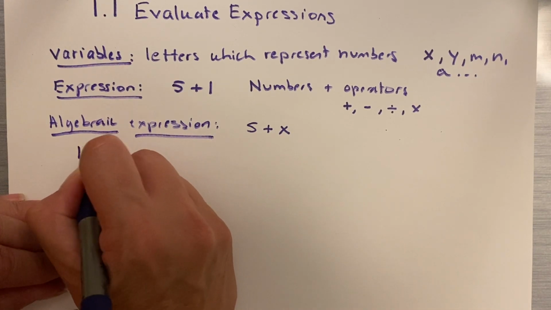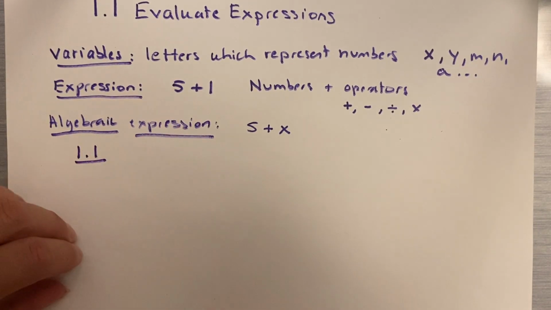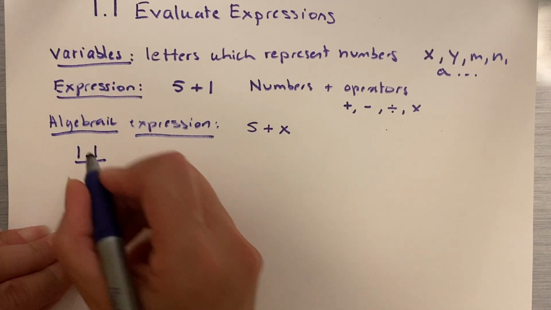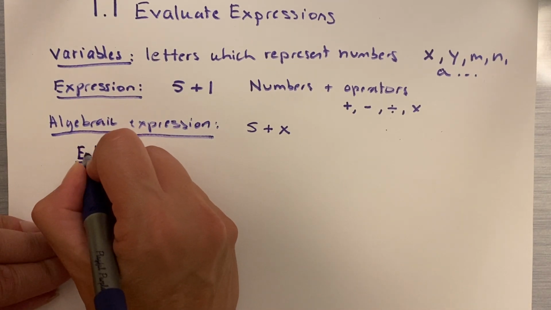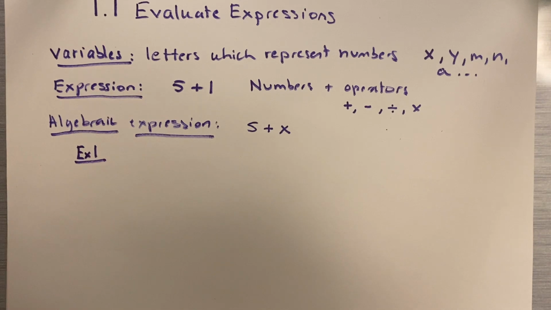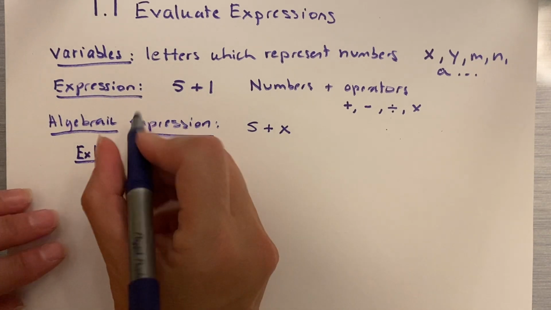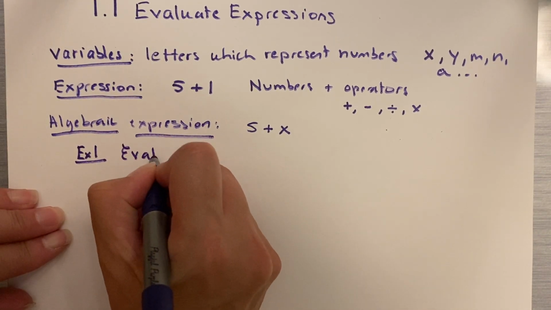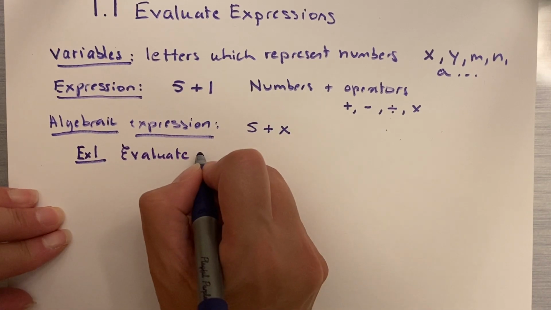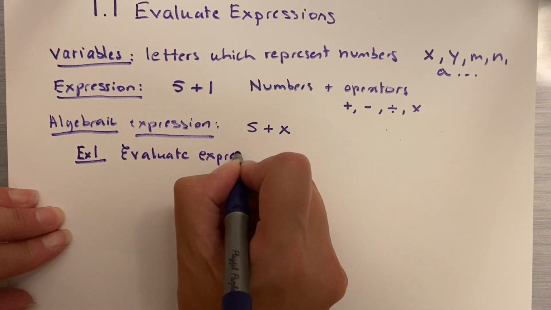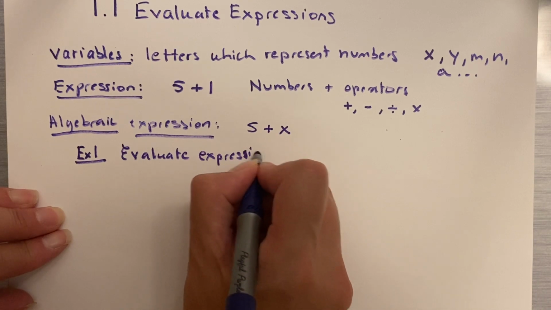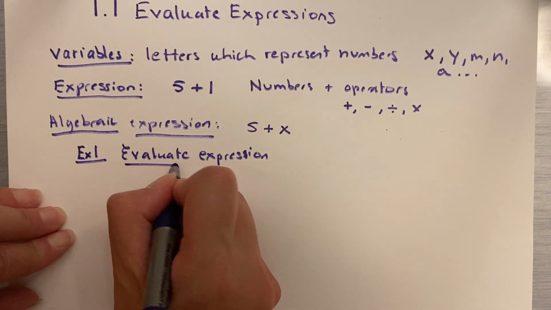Let's start with very, very simple examples. Again, you've seen these before. We'll go quickly. So this is going to be example 1. And we'll do what's called evaluate an expression. Anytime you see evaluate, it means find the answer, basically. So evaluate the expression.